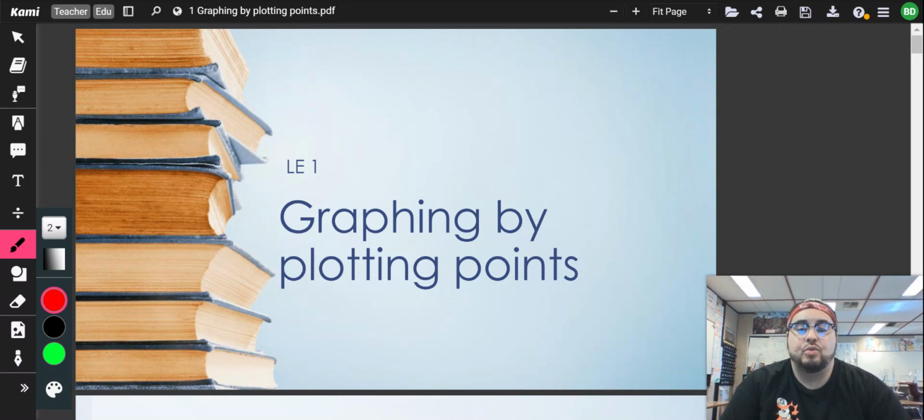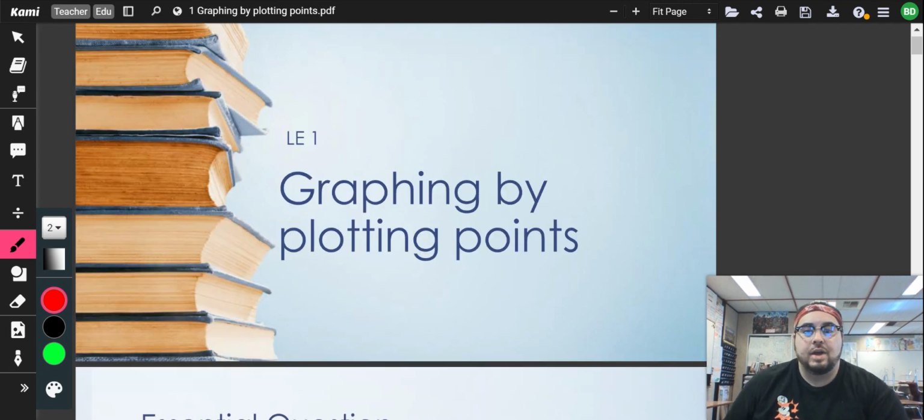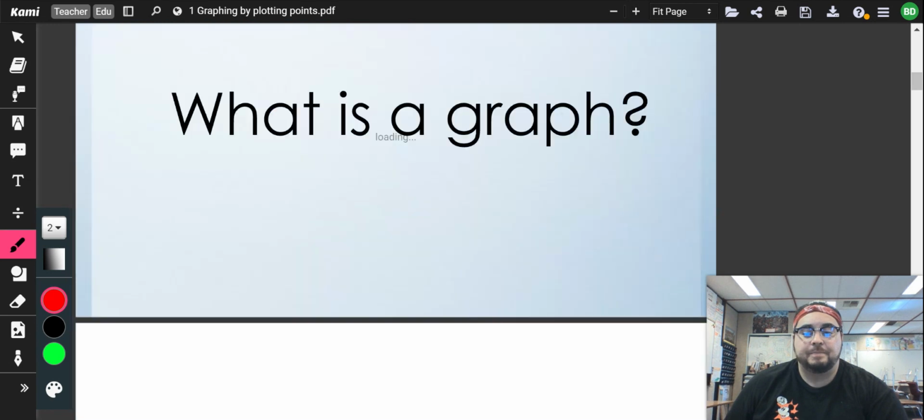We're going to be talking about three different skills today. Your first skill is going to be graphing points. The second skill is going to be identifying the coordinates of points that have already been graphed. And your third skill is going to be identifying whether or not a point is actually on a graph given the equation. Okay, so let's go ahead and get started with graphing.